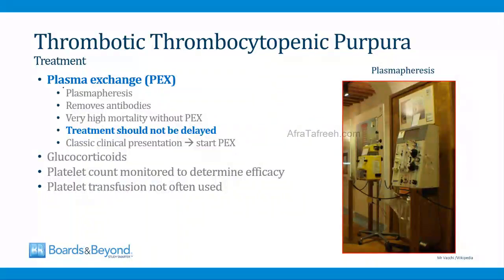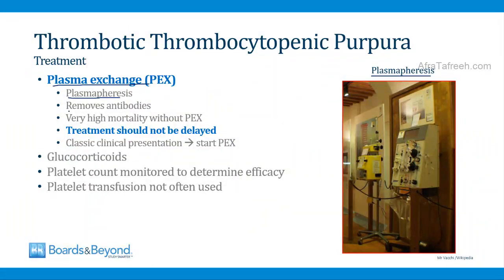The treatment for TTP is with plasma exchange, also known as plasmapheresis. This is a picture of a plasmapheresis machine on the screen here. What it does is removes the patient's plasma and then replaces it either with donor plasma or a plasma substitute.